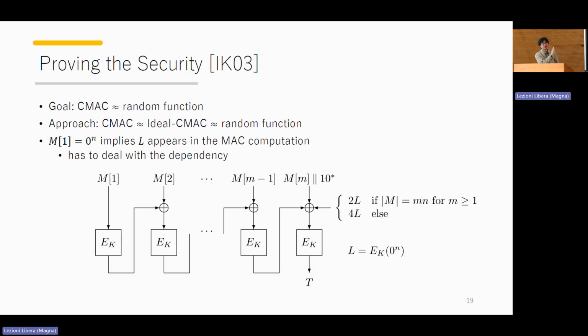So let's look at how the very first security proof of CMAC goes. The goal is to show that CMAC looks like a random function. And the approach is to define this ideal CMAC in between. So here is CMAC. And if the very first message block is a 0-bit string, then this L appears here. We call that L is the encryption of 0 bits. And this L is also used as the masks for the final block. And the proof has to deal with dependency.